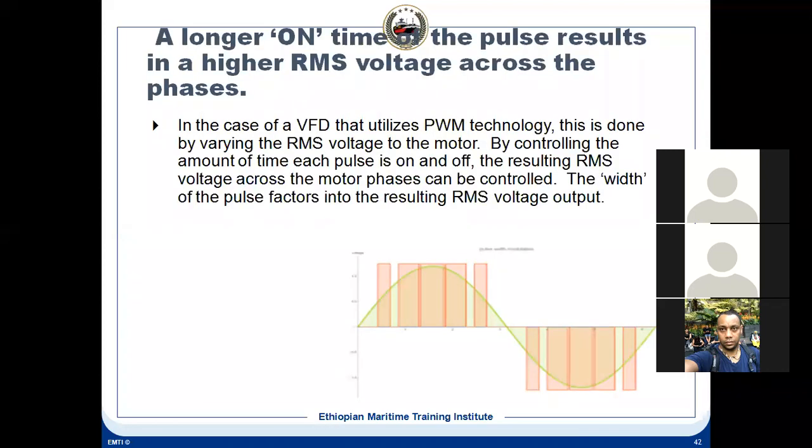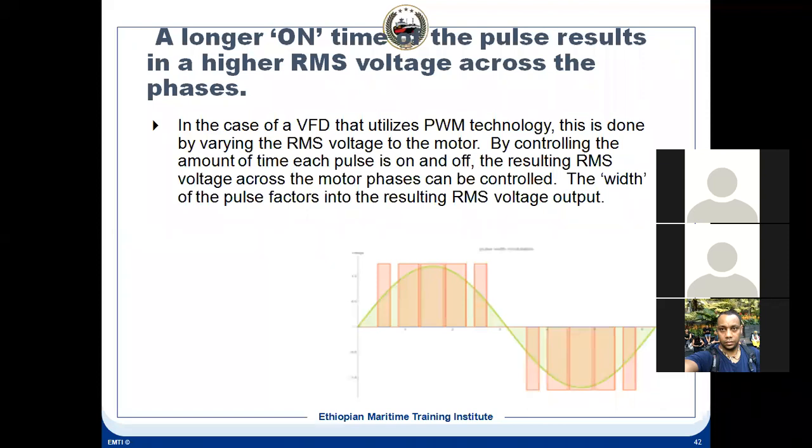Pulse width modulation means, you can see here, a longer on time of the pulse results in higher RMS voltage. Now see this pulse width is less. This is more, this is more, this is more, this is less. So when you make this pulse width more, the RMS voltage will increase. Now how do you control this pulse width? It has a separate circuit for controlling this pulse width. So when you switch on and off, if you keep the on time more, then the RMS voltage will increase.